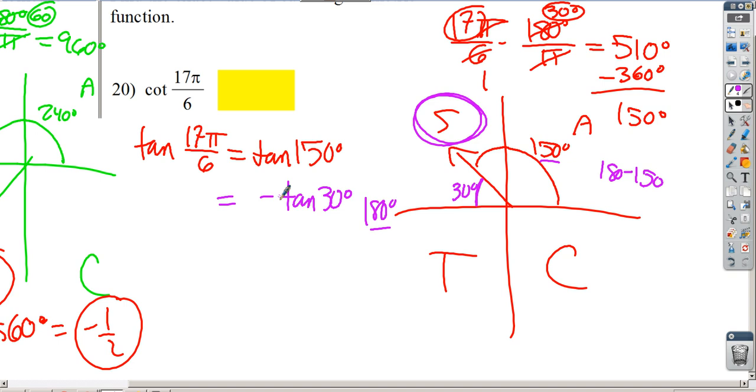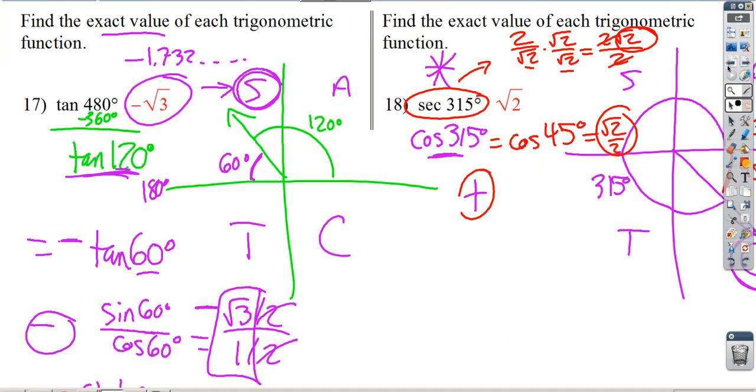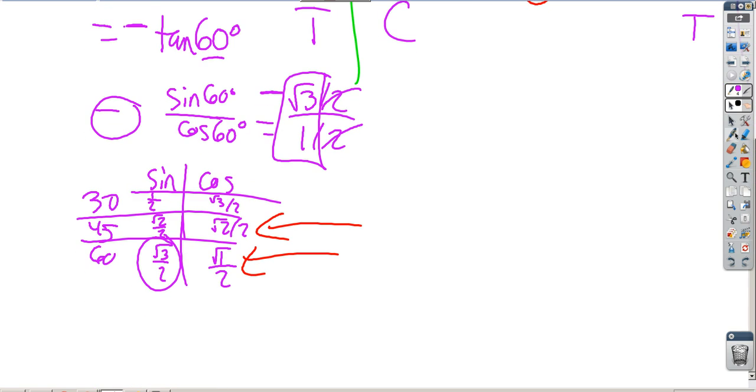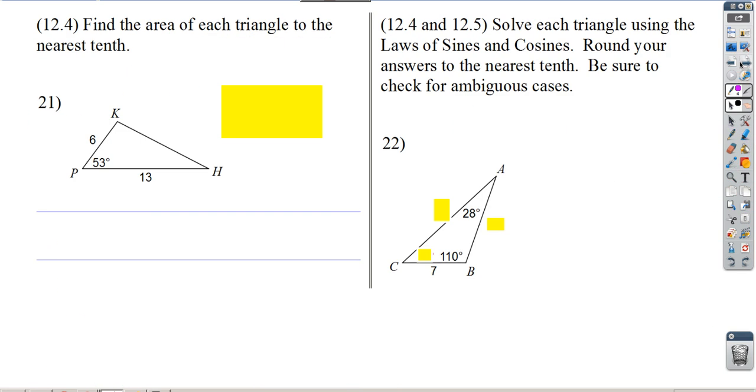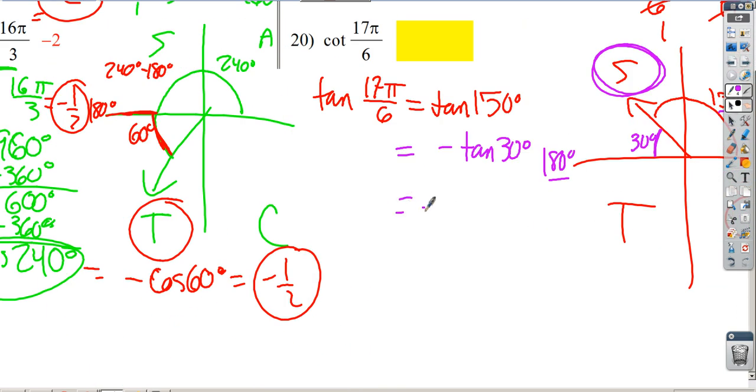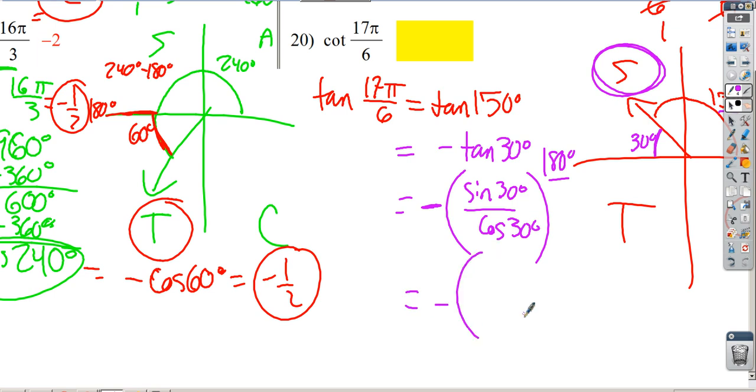Okay, negative tan of 30, let's go back to our table. Remember, tangent is like sine over cosine. So there's the sine of 30, there's the cosine of 30, 1/2 over radical 3 over 2. So let's change that. So we have this negative, keep the negative out front because we'll deal with it later. Negative sine 30 over cosine 30. That's the same as negative 1/2 over radical 3 over 2. Those cancel. We're left with negative 1 over radical 3.